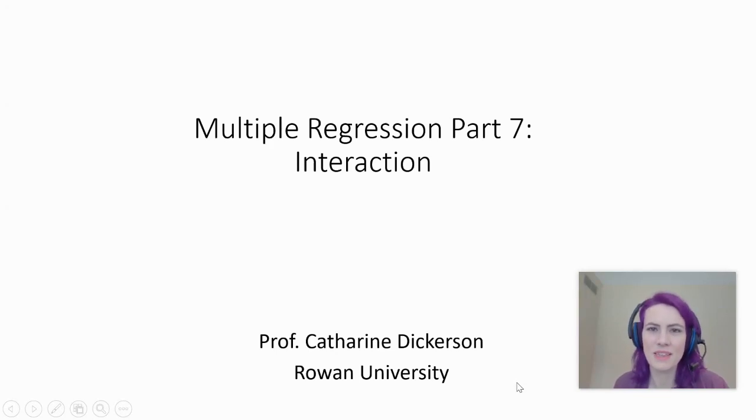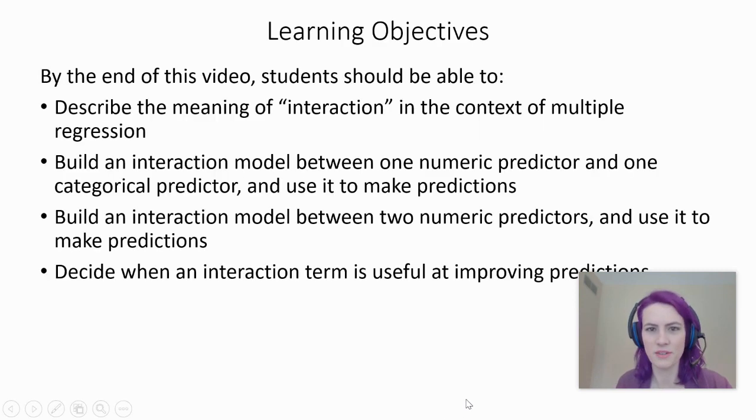Welcome to part 7 in the multiple regression series, the second to last installment, where we look at what's called interaction. So obviously in this video, you'll learn what an interaction is. We'll see how to incorporate interaction into models containing one categorical and one numeric predictor, as well as models with two numeric predictors.